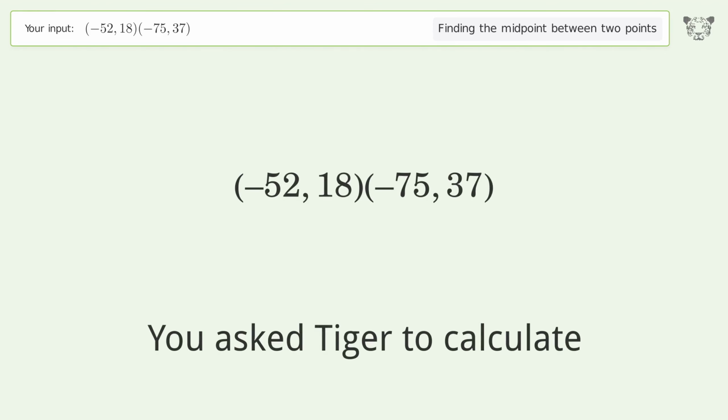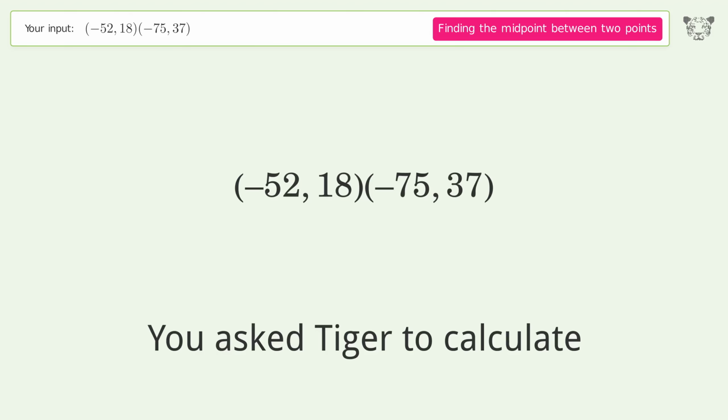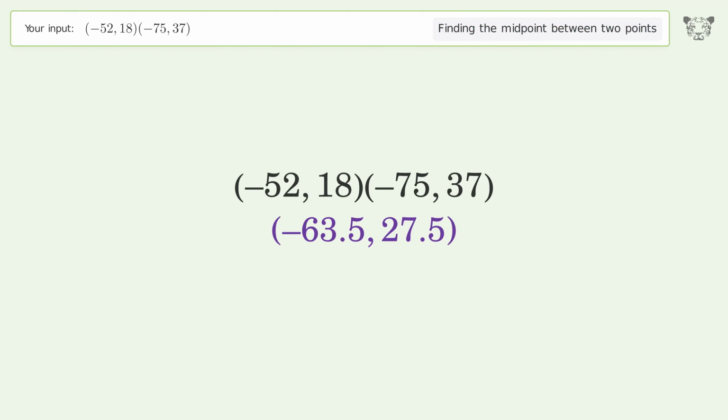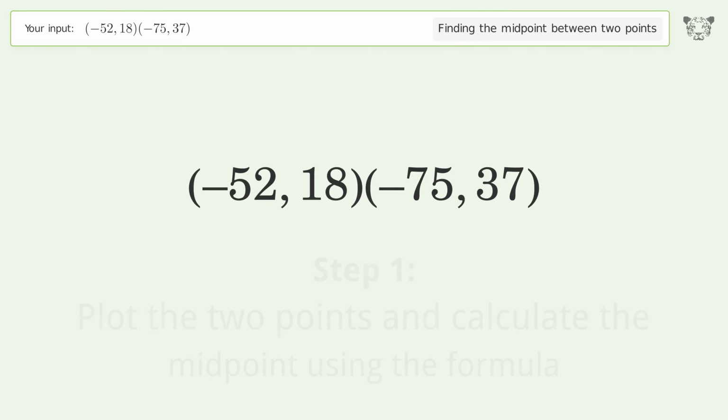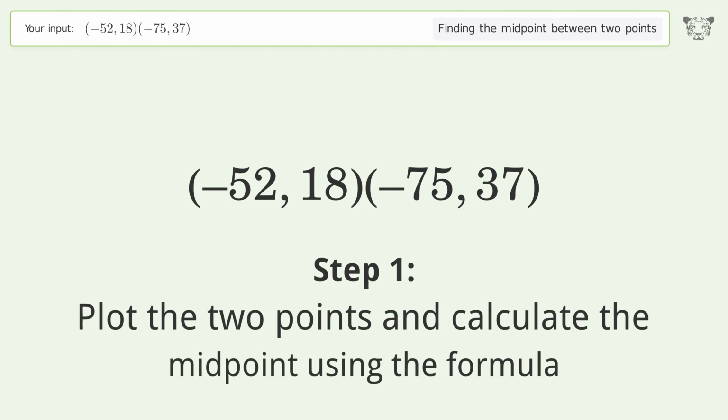You ask Tiger to calculate. This deals with finding the midpoint between 2 points. The midpoint between the 2 points is negative 63.5, 27.5. Let's solve it step by step. Plot the 2 points and calculate the midpoint using the formula.